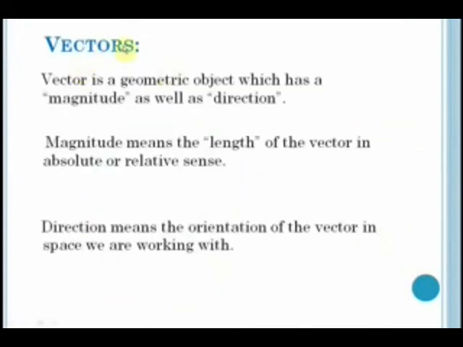So now what are vectors? Vector is a geometric object which has a magnitude as well as direction. So we can say that vectors are quantities which have magnitude as well as direction. Now magnitude means the length of the vector in absolute or relative sense. So magnitude means the length of vector. And what is direction? Direction means the orientation or the alignment of the vector in the space we are working with. So magnitude gives us an idea of the length of the vector, and direction gives us the orientation of the vector.